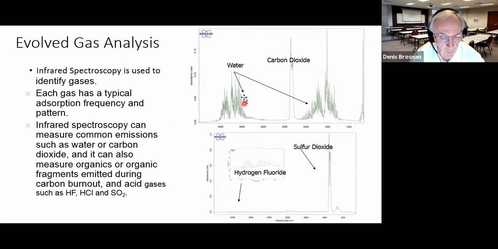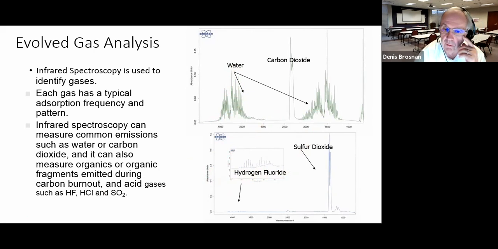Well, we know now that that reaction is dehydroxylation, expulsion of water vapor when we get up into the range of 500 degrees C, 565 degrees C or thereabouts. But at low temperature, we're going to evolve water because we're burning out carbon. And what do we get when we burn out carbon? Water vapor and carbon dioxide. At elevated temperature, we can pick up a little hydrogen fluoride and some sulfur dioxide.